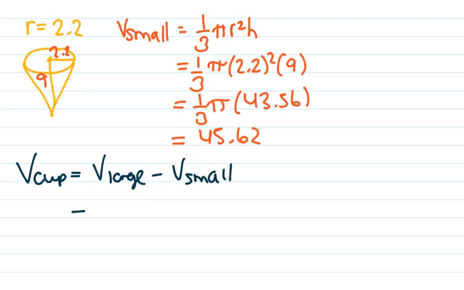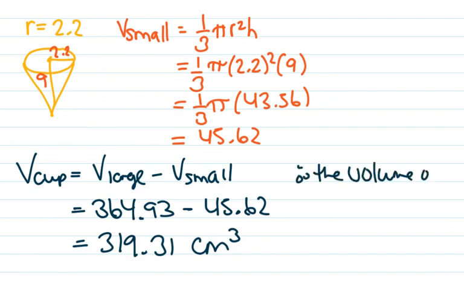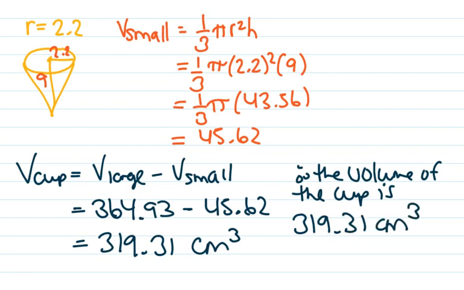So now the volume of the cup equals the volume of the large cone minus the volume of the small cone. The volume of the large cone was 364.93, and the volume of the small cone was 45.62. Subtract, and you end up with 319.31 centimeters cubed. Volume is always cubed. Therefore, the volume of the cup is 319.31 centimeters cubed.